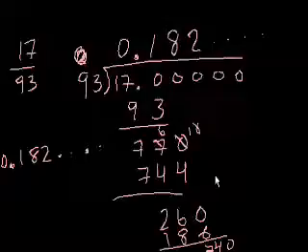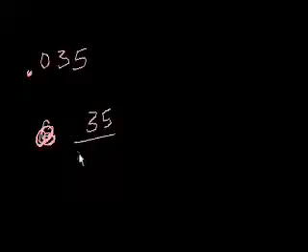Just so you know, let's try to convert it the other way, from decimals to fractions. And actually, I think you'll find this a much easier thing to do. If I were to ask you what 0.035 is as a fraction, well, all you do is you say, well, 0.035, we could write it this way. That's the same thing as 35 over 1,000.